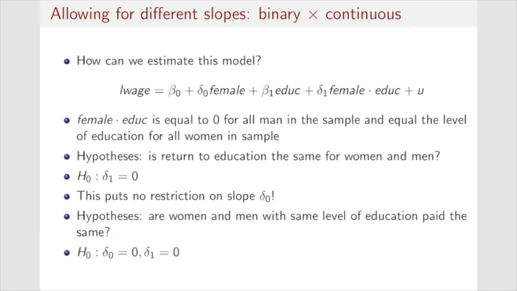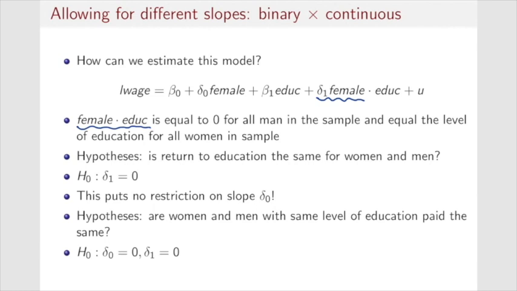How can we test whether delta 1 is positive or negative? We can run the following econometric model. This model is the same as before, but the term delta 1 times female is taken out of the slope for education. Notice that this interaction term is equal to 0 for all males in the sample, and it equals the level of education for all females in the sample.